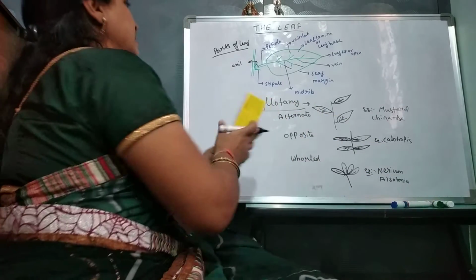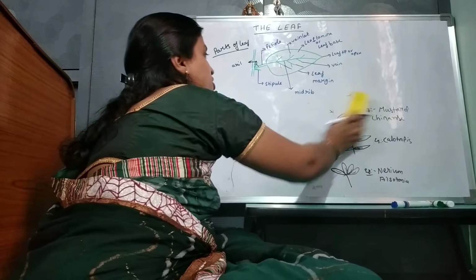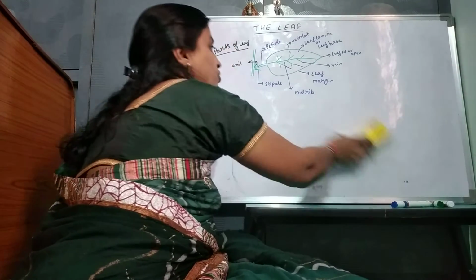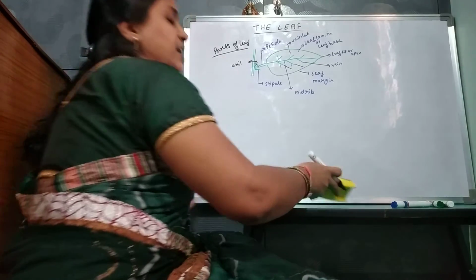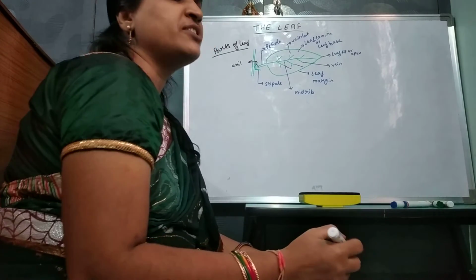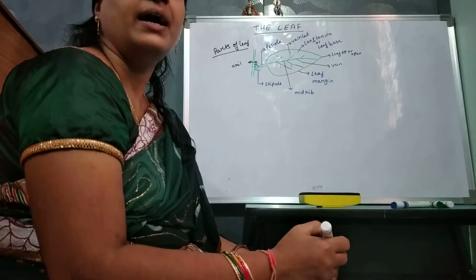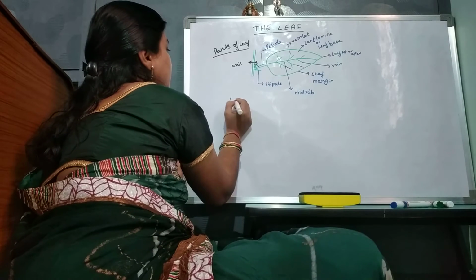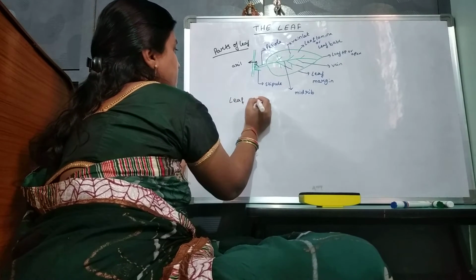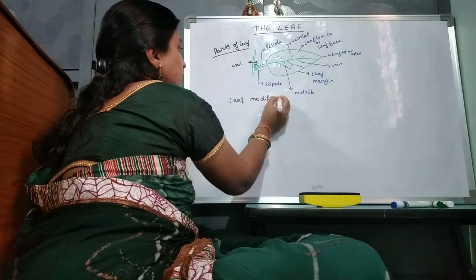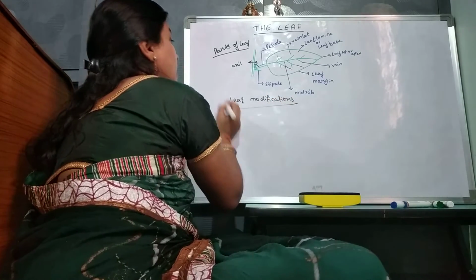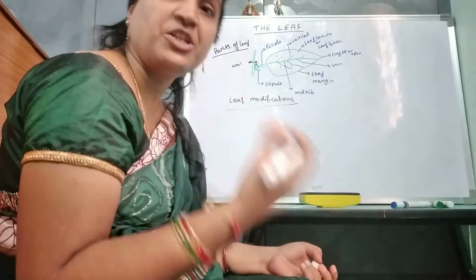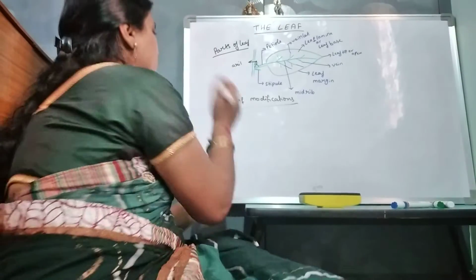This is about phyllotaxy. Then coming on to modifications of leaf. Modification. In the earlier videos of root and stem, I explained what is a modification. It is nothing but permanent structural change in the part of the plant to perform special or extra function. So here we are talking about leaf modifications. That means the entire leaf or part of the leaf are modified to perform special or extra functions.